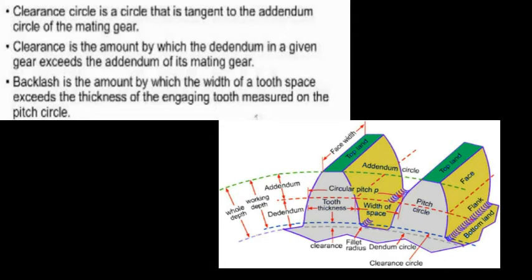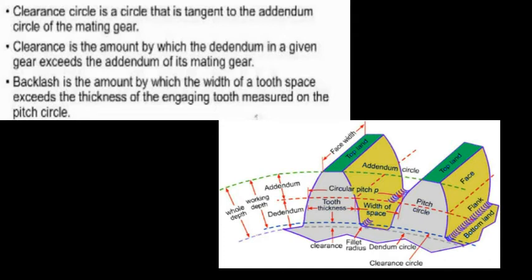So here we have the clearance circle. The clearance circle is the circle that is tangent to the addendum circle of the mating gear. So clearance is the amount by which the dedendum in the given gear exceeds the addendum of its mating gear. And the most commonly used term is backlash. It is the amount by which the width of tooth space exceeds the thickness of the engaging tooth.